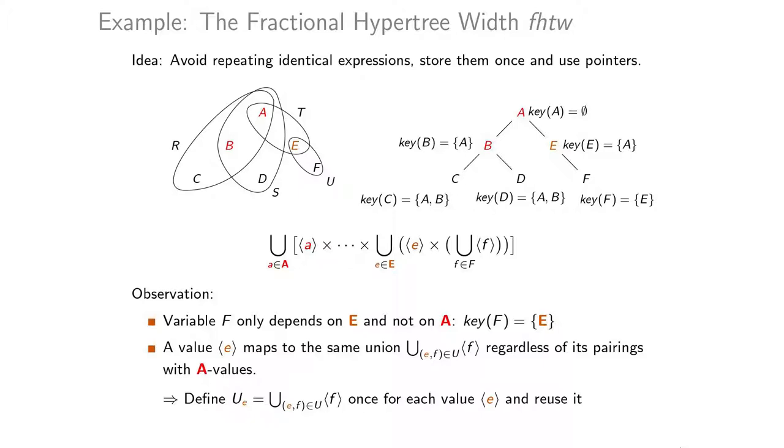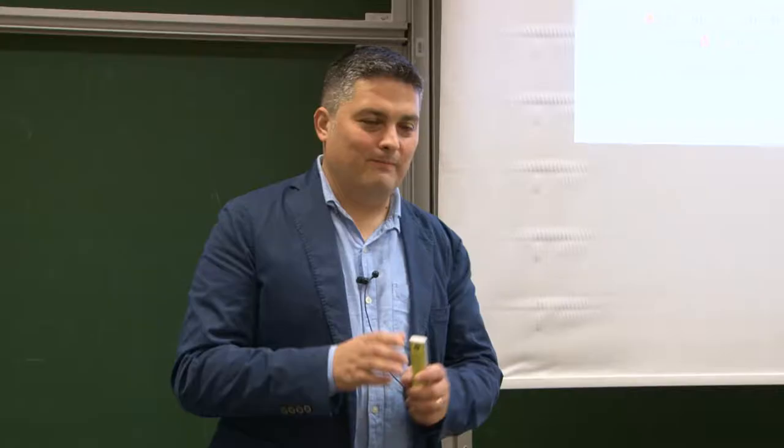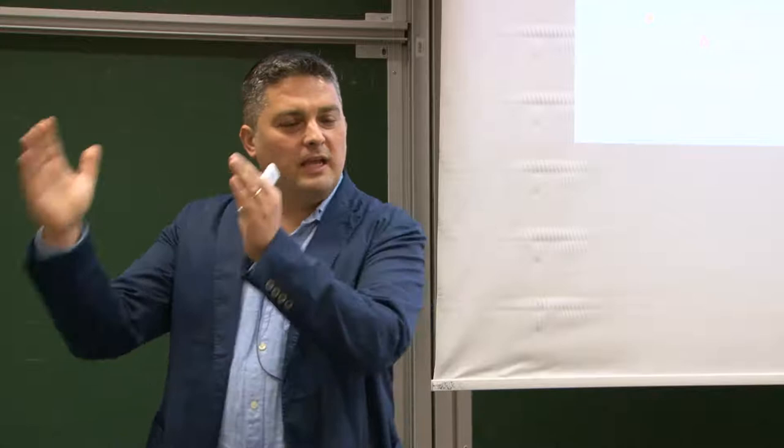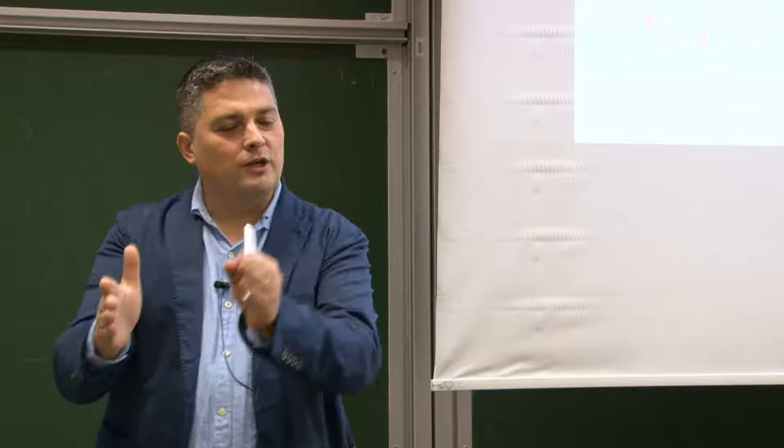The observation is that we said, hey, everything else is linear except for F. But F does not depend on A given a value for E. So what if we do the following? Take for a given E value all its F values and put them in a union. For another E value, we take its F values and put them in a union, and essentially we chunk the relation U into such unions of F values for each E, right?